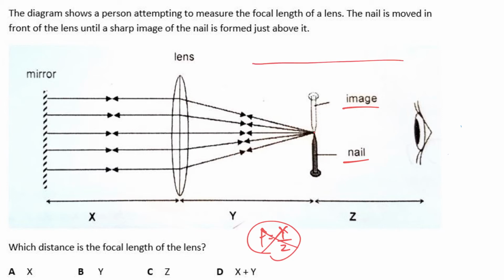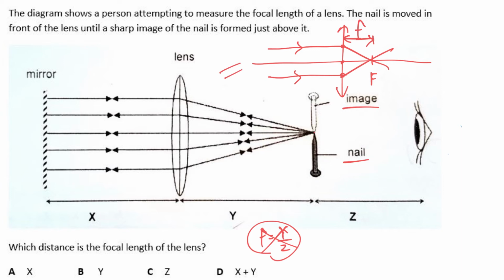Now, let's recap. If you have a principal axis here, and this is a converging lens, you have a parallel beam of light, parallel to the principal axis. After passing through the converging lens, it will converge to a point. This is known as the focal point, and the distance from the optical center all the way to the focal point will be your focal length. So basically, this is similar to this.